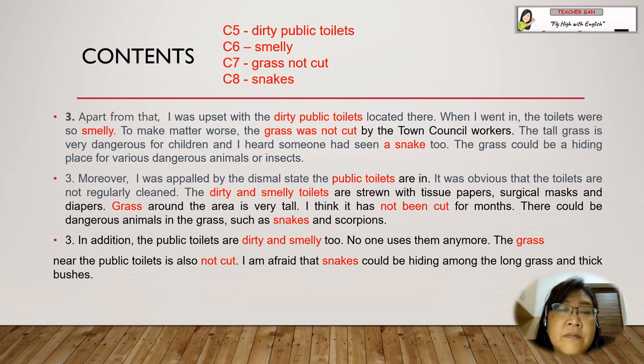Apart from that, I was upset with the dirty public toilets located there. When I went in, the toilets were so smelly. To make matters worse, the grass was not cut by the town council workers. The tall grass is very dangerous for children, and I heard someone had seen a snake too. The grass could be a hiding place for various dangerous animals or insects.